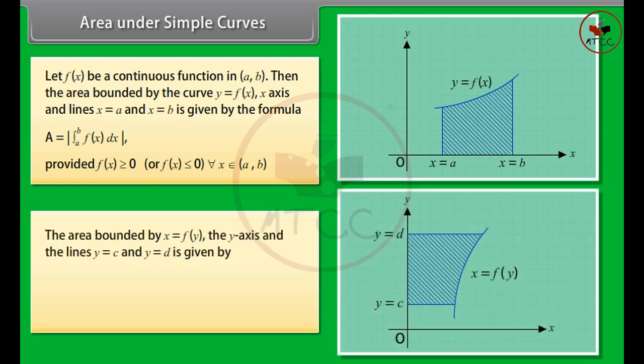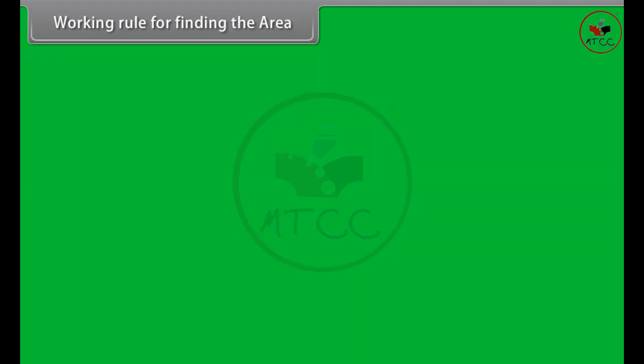The area bounded by x is equal to f of y, the y-axis and the lines y is equal to c and y equals d is given by A is equal to modulus of integral from c to d of f of y with respect to y. Provided f of y is greater than 0 or f of y is less than 0 for each y belongs to [c, d]. Working rule for finding the area.